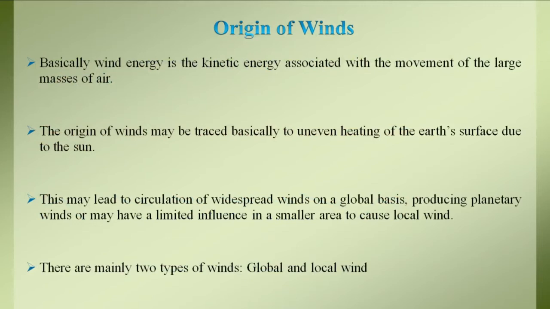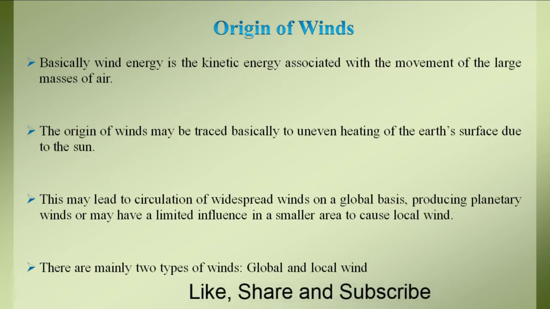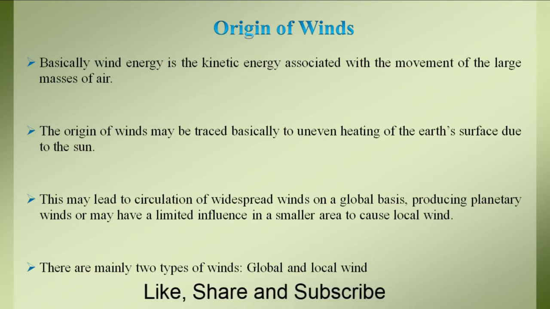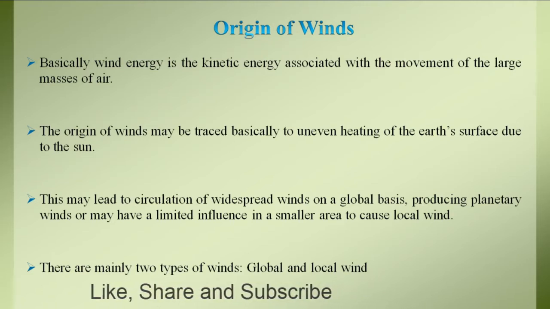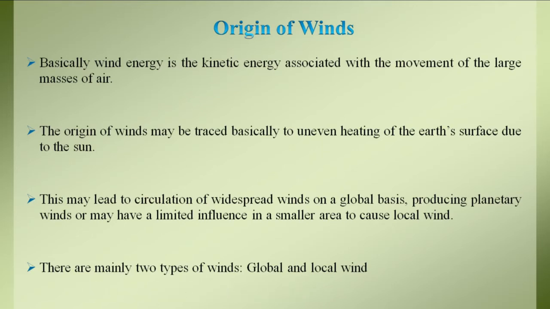Origin of the winds. Basically, wind energy is the kinetic energy associated with the movement of large masses of air. The origin of wind may be traced to the uneven heating of the Earth's surface by the sun. This may lead to the circulation of widespread winds on a global basis, producing the planetary winds, or may have limited influence in a smaller area to cause local wind. Due to the uneven heating of the Earth's surface, large masses of air move in a particular direction. We call it wind.